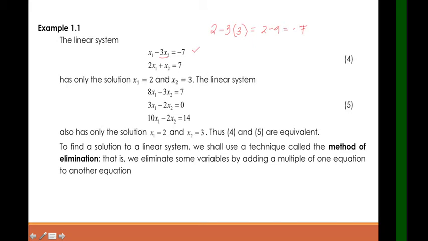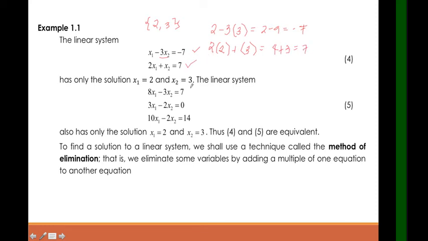Let's see if they have the same solution or solution set. Ang solution set niya ay 2 and 3. No? So, let's see. Yung x sub 1 natin is 2 plus the other one is 3. Okay? So, we have 2 times 2, 4, plus 3. The answer is 7. So, 7 yung nakuha natin.